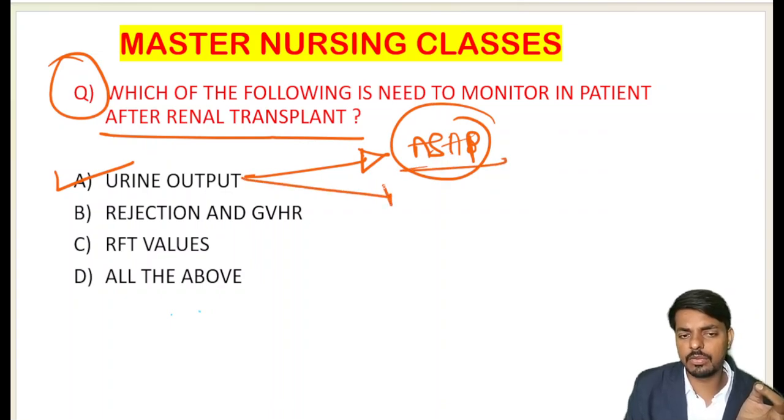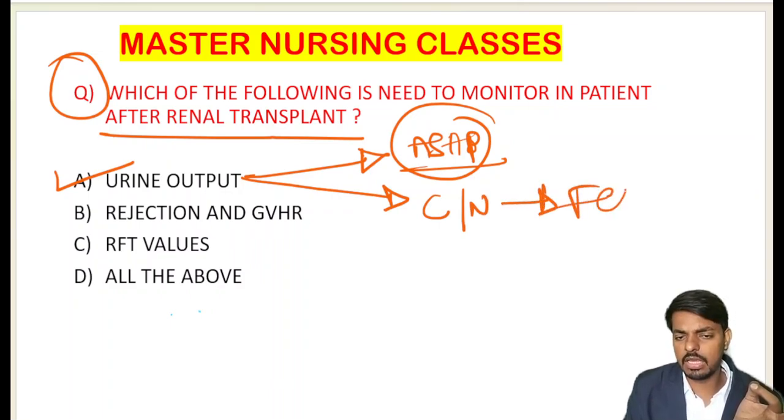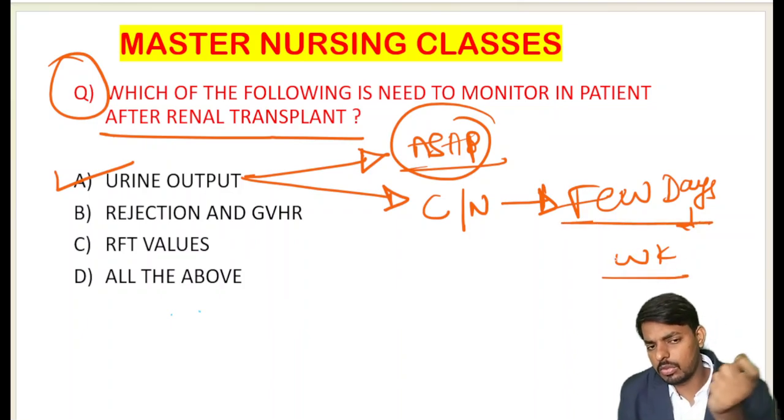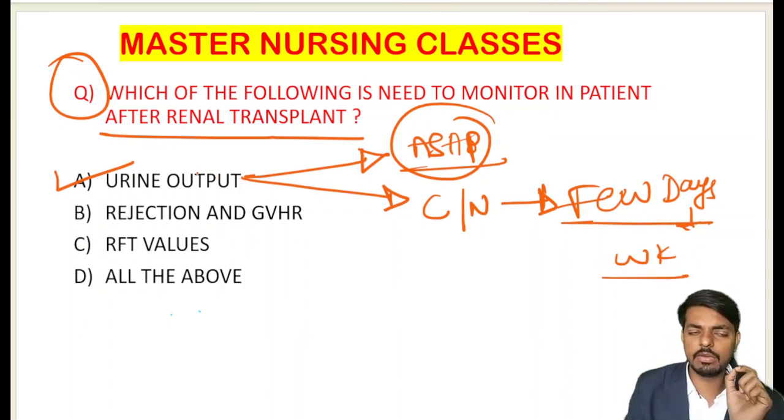If we take the kidney from a cadaveric or non-heartbeat donor, it requires a few days to a week for normal urine output. Very importantly, we will assess urine output, and monitor for rejection and graft versus host reaction.